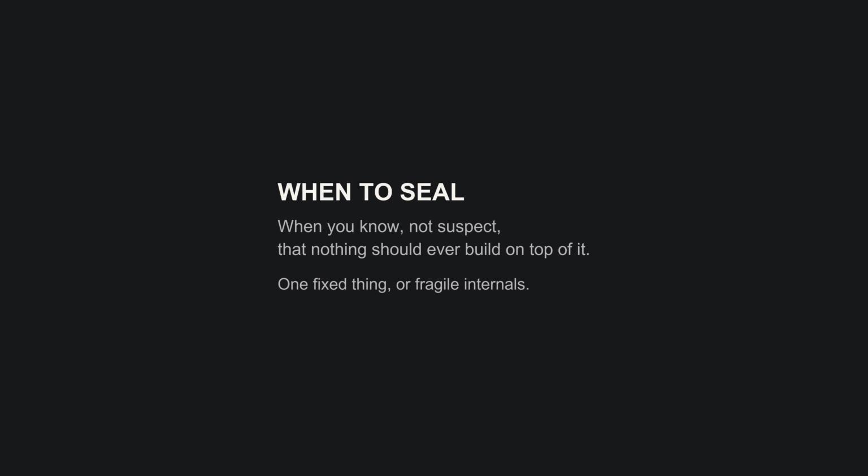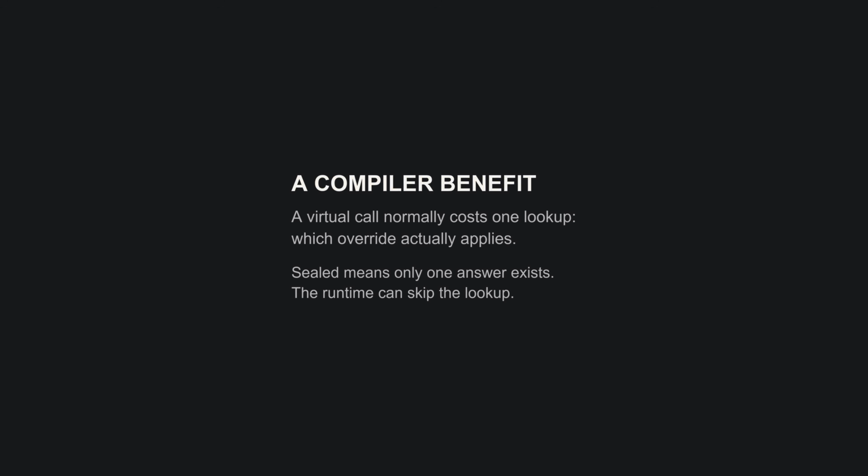Seal a class when you know, not suspect, that nothing should ever build on top of it. A type that represents one fixed thing, or one whose internals the next override could quietly break, the way the disk speed assumption did. It also tells the compiler something concrete. Calling a virtual method normally costs one extra step, a lookup to find out which override actually applies. If nothing can override power on a sealed type, there is only ever one answer. So the runtime is free to call it directly and skip that lookup. You are not just documenting the boundary, you are letting the compiler act on it.